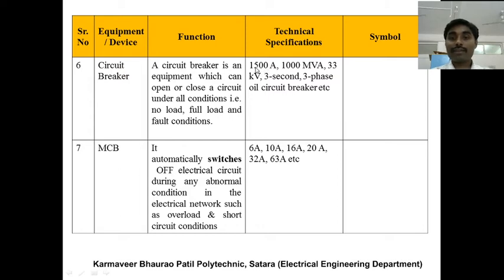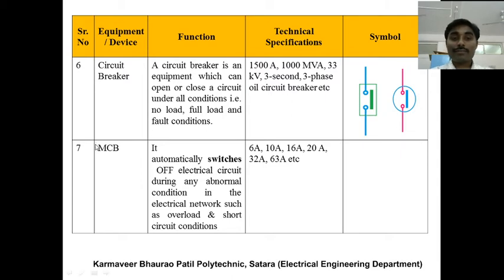The technical specifications of a circuit breaker include a current rating. Here you can see it is 1500 ampere, 1000 MVA, 33 kilovolt, 3 second short time rating, 3 phase oil circuit breaker, etc. The technical specification of a circuit breaker is like that. This is the symbol of an oil circuit breaker and this is the symbol of an air blast circuit breaker.